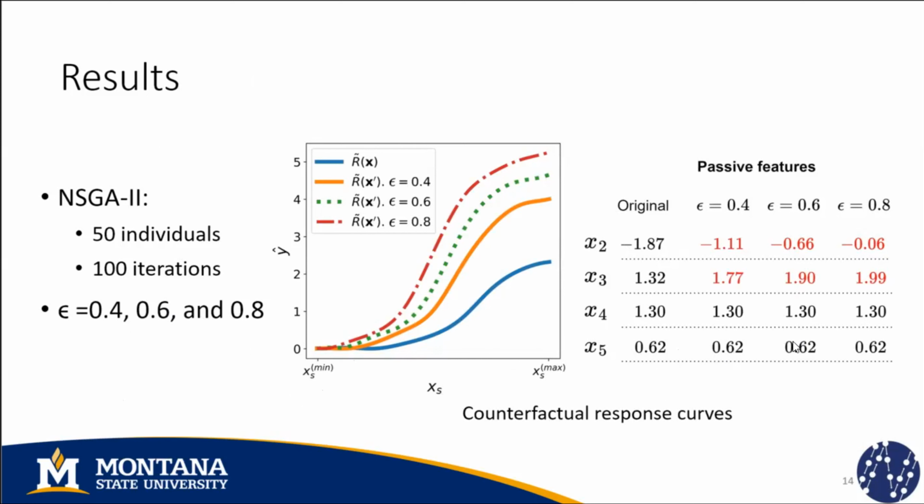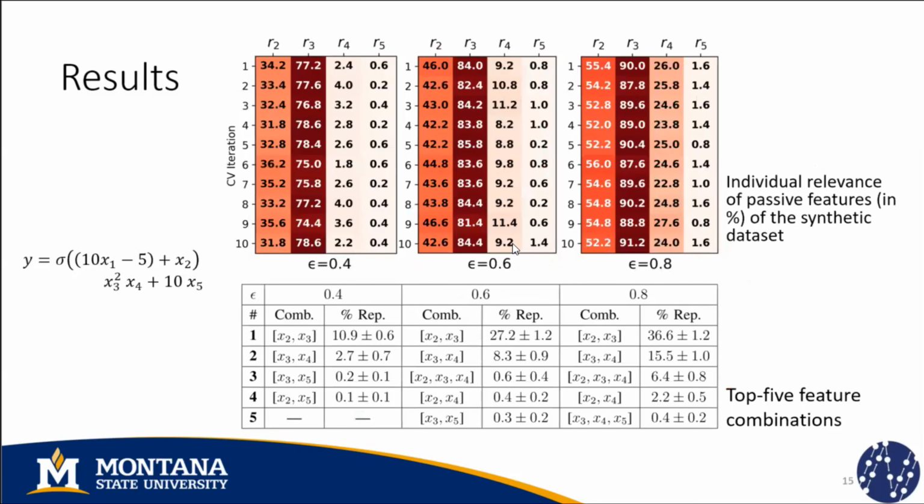What we observed is that the only variables that needed to be modified were x2 and x3, so that the response curves of the counterfactual samples have a significantly different shape from the original curve, which is this one at the bottom. The previous process is repeated for all the samples in the dataset to obtain global explanations.